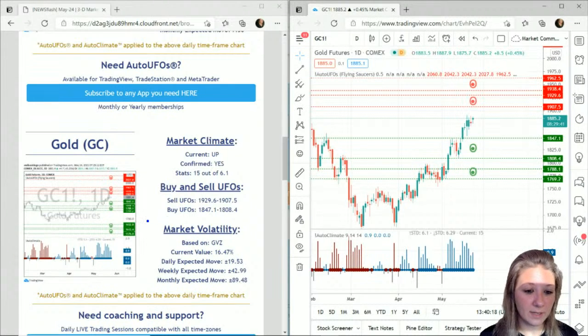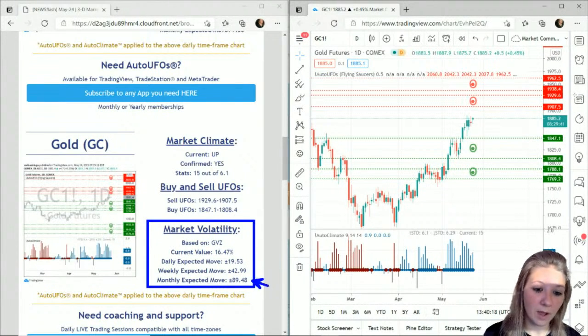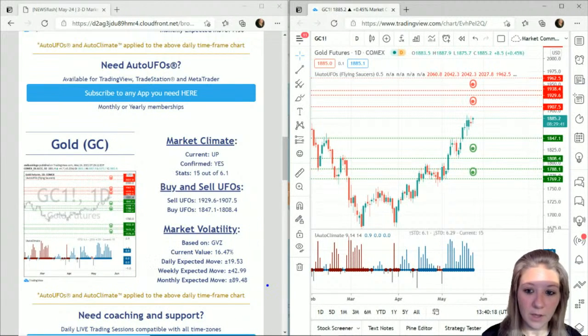Now with volatility, with gold, we'd expect it to move up or down in 1 year by 16.47%. That means in 1 day, up or down by 19.53 points. In 1 week, up or down by 42.99 points. And in 1 month, up or down by 89.48 points. So that's gold. Let's now look at the next market.